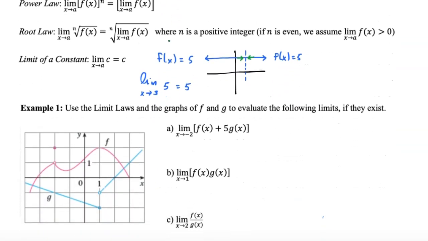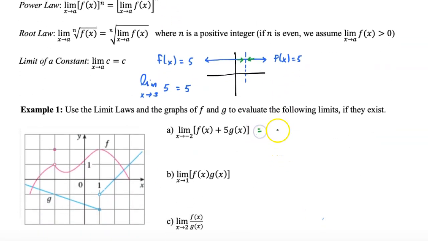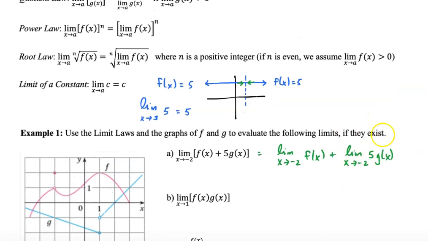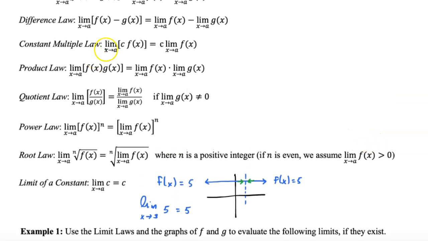is that I can split these limits up, so this is the same thing as the limit as x approaches -2 of f of x plus the limit as x approaches -2 of 5 times g of x. My sum law tells me that I can do this. The next thing I want to look at is the limit as x approaches -2 of 5 times g of x. Well, I've got this other law, the constant multiple law, that essentially tells me that I can pull this constant out of the limit.